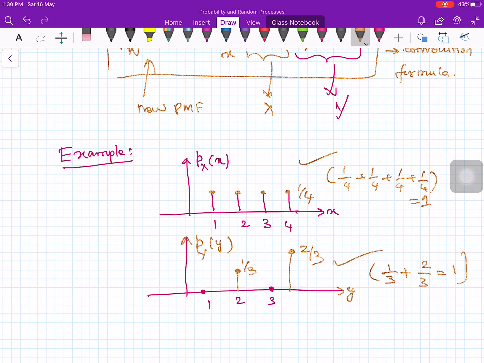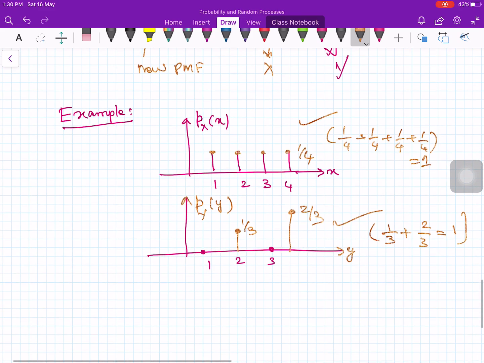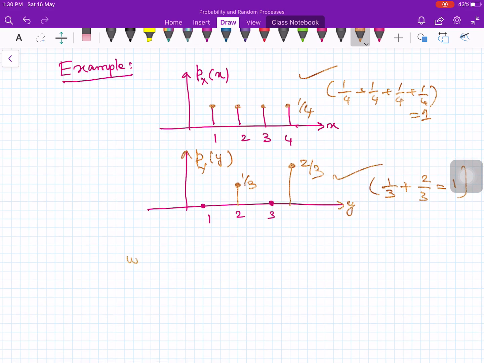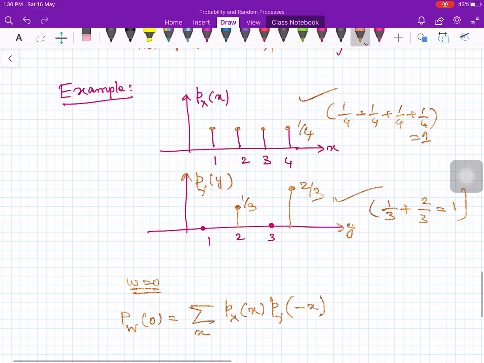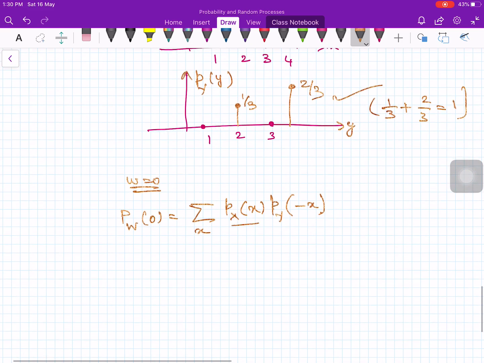Now we need to do this calculation for every value of w, small w, in order to get the PMF of the random variable capital W. So let's start by doing the calculation one by one, maybe just for one case. Let's assume w equal to 0. If w equal to 0, then Pw of 0 is equal to summation over x, Px of x, Py of w minus x, so it is going to be simply minus x.